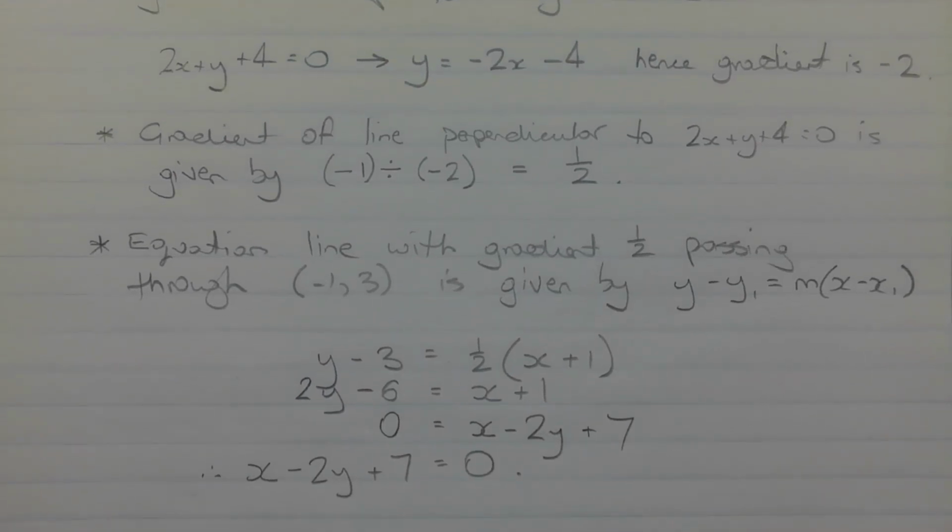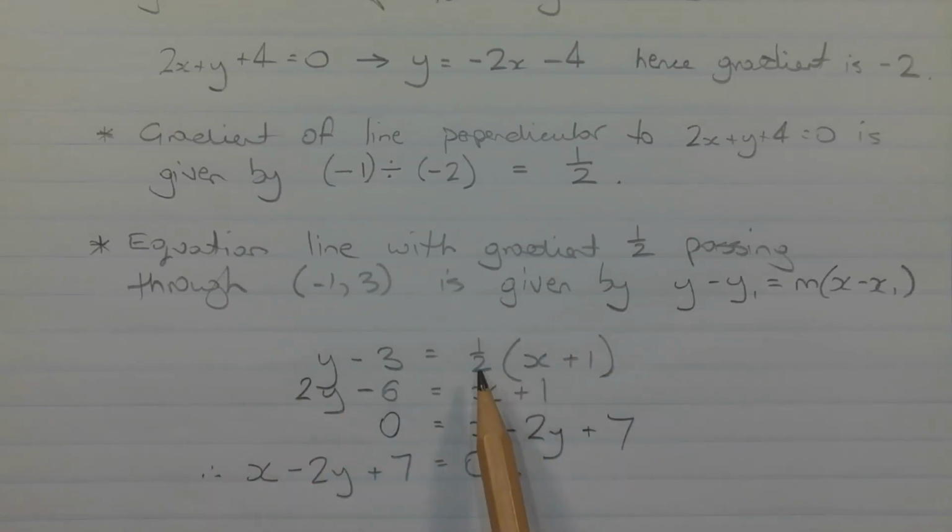And to find that equation, given that we have a point and a gradient, we use the point-gradient formula y - y1 = m(x - x1), where m represents the gradient of the line, and in this case it'll be 1/2. x1 is this coordinate here, -1, and y1 is the y coordinate here, 3. So substituting 1/2 for m, -1 for x1, and 3 for y1, we get y - 3 = 1/2(x + 1).